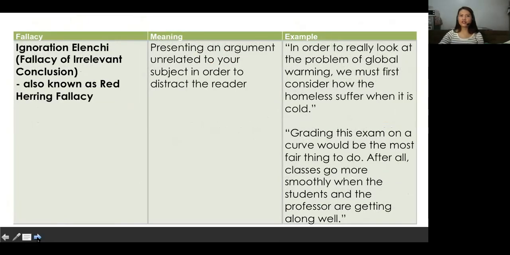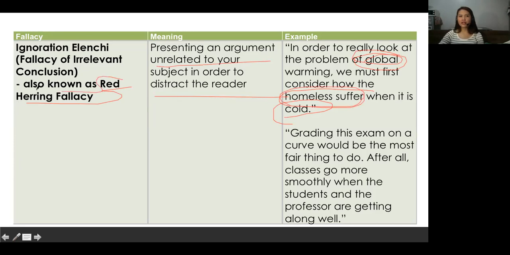Next is ignoratio elenchi. So, fallacy of irrelevant conclusion this time. Red herring fallacy. Ito, favorite ko tong red herring fallacy. So, presenting an argument unrelated to the subject in order to distract the reader. So, we have two examples. In order to really look at the problem of global warming, we must first consider how the homeless suffer when it is cold. Diba? So the subject is global warming, but you want to solve yung homeless people, no?